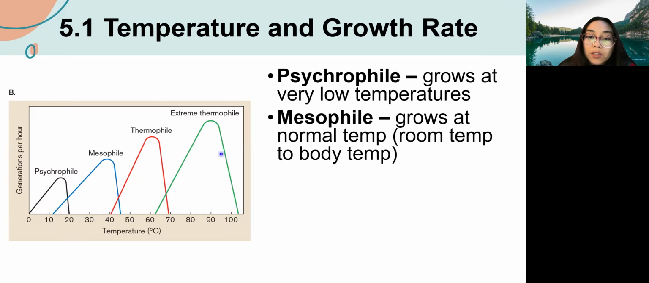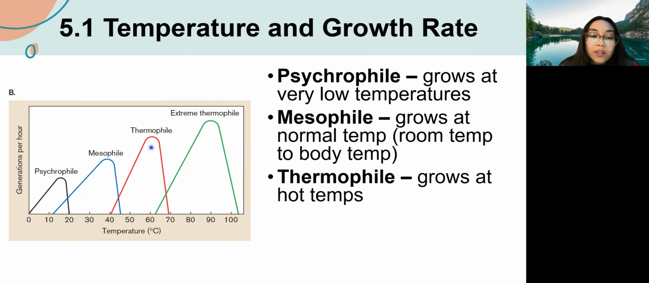Then we have the mesophiles. They prefer around 30 to 40 as their best temperature. So I call them the normal ones. They're the ones that grow at normal temperature. They grow at room temperature. So 25 is around here. And the best, their preference, is body temperature. So as you can see, their peak is around 37 degrees Celsius, which is human body temperature. So that's their ideal.